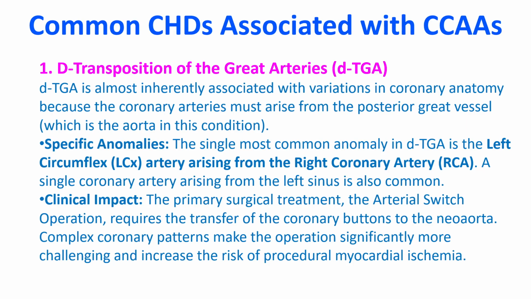Transposition of the great arteries is almost inherently associated with variations in coronary anatomy because the coronary arteries must arise from the posterior great vessel, which is the aorta in this condition. The single most common anomaly in DTGA is the left circumflex artery arising from the right coronary artery. That will be 1L, 2CX in the Leiden classification. A single coronary artery arising from the left sinus is also common.